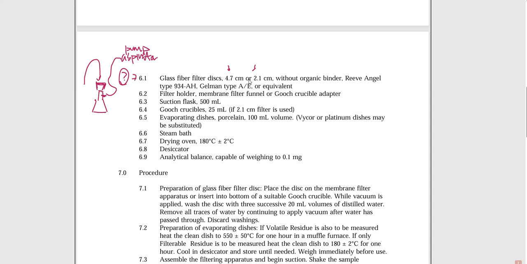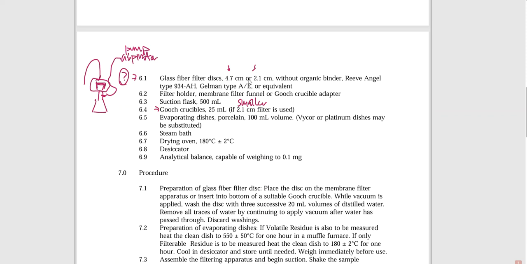6.4 says Gooch crucibles, 25 milliliters, if 2.1 centimeter filter is used. So the 2.1 centimeter filter, this is a much smaller filter as far as size goes. And a lot of these types of funnels that you'll see on the top of the side arm flask are going to be quite a bit larger. So if you use the smaller filter paper, that's fine, but you probably need to use a Gooch crucible instead of one of these regular filtration setups that we're going to be using in our lab today. So keep that in mind. Again, we're going to use the 4.7 in our lab, and therefore we're going to be using the regular filter setup, and we're not going to be using the Gooch here.